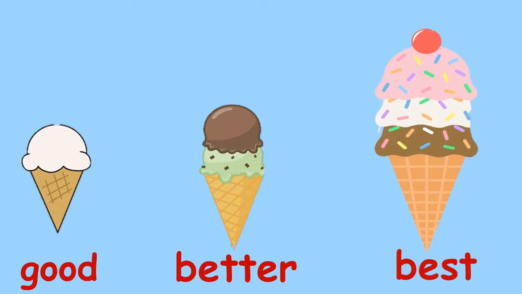It has the same sound on the end of the word, but we don't say goodest. So we have good, better, and best. Usually, when we say best, we say the. Like one ice cream is good, the double scoop is better, but the big one is the best.